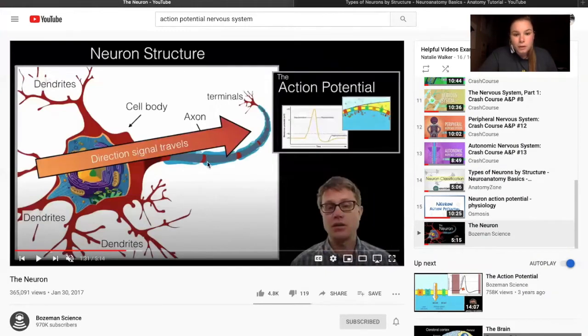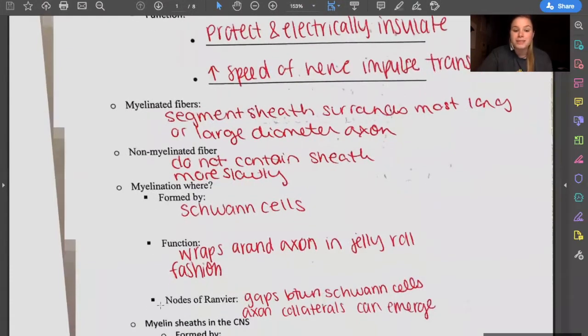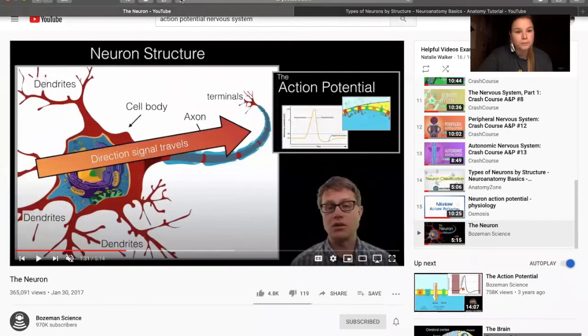Okay, right, so these little blue pieces are the myelin sheaths. Those are those wrappings of myelination that are formed by Schwann cells, which allows us to have an electrically insulated and protected fiber, and it also allows us to increase the speed of impulse, okay? So that's what these look like. And then they form these nodes of Ranvier, which is the thing I said earlier, right? They're gaps between the Schwann cells, those little jelly roll things, that act as axon collaterals and can emerge and allow us to have a faster conduction.